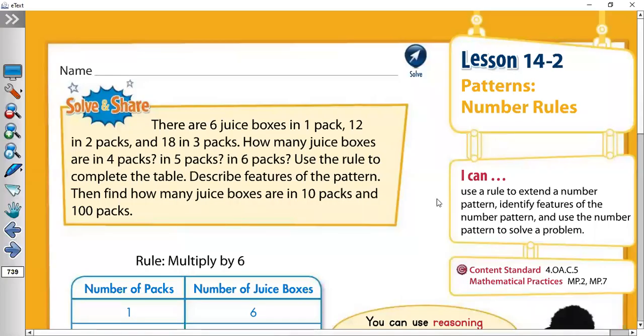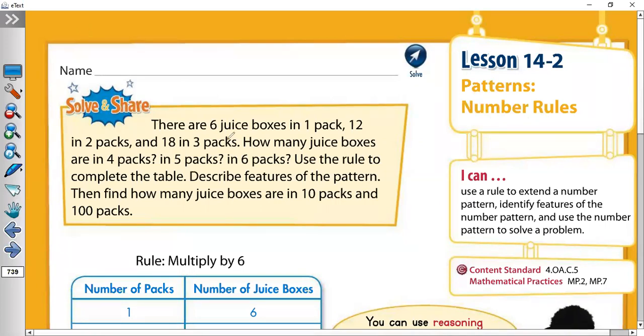How are you today? Our lesson today is lesson 14.2. It's called Patterns, Number Rules. It's like the lesson we studied before. Let's start our exercise.